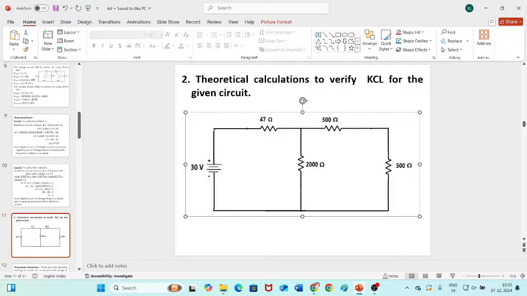So if you observe here, total how many nodes are there?